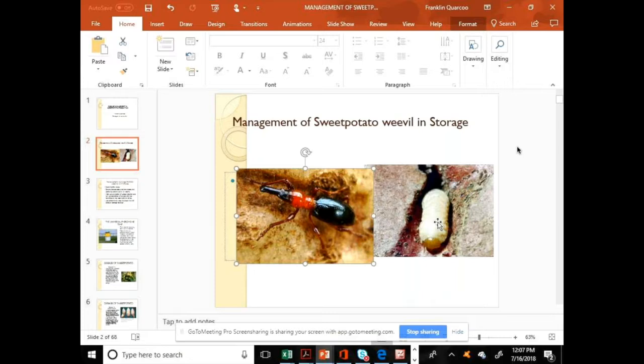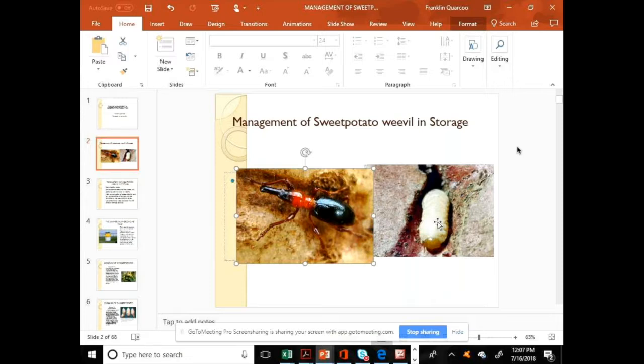And then the taste of the sweet potato is just terrible. And the weevil, when you are in an area which is declared under quarantine for this weevil, it means you cannot even transport any sweet potato materials out of that region to other locations.